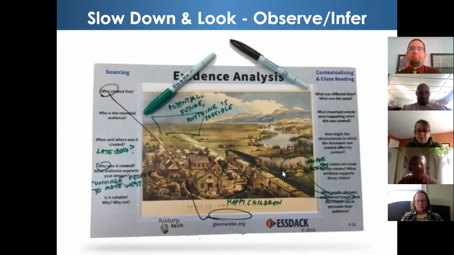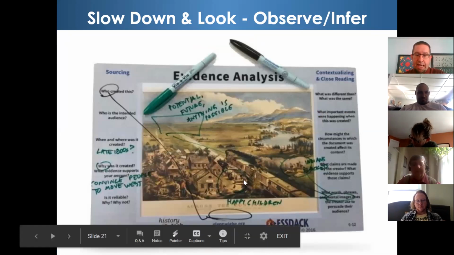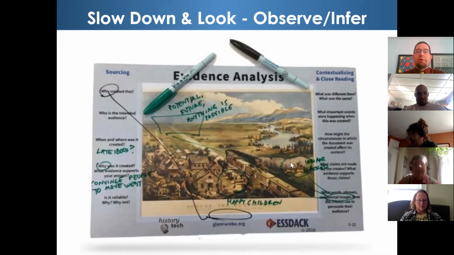Have them draw on it. Think about it. What could it potentially be, right? Potential, future, anything's possible. They see happy children. Who created this? They drew the line down to try and find sourcing information. Make them chunk it out.